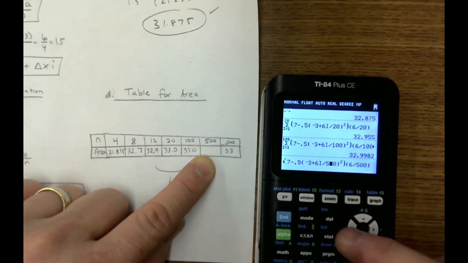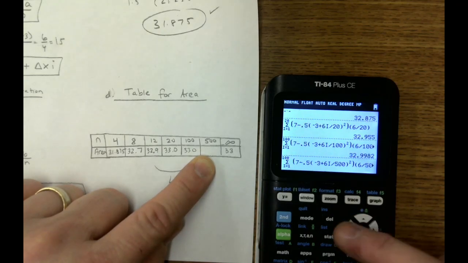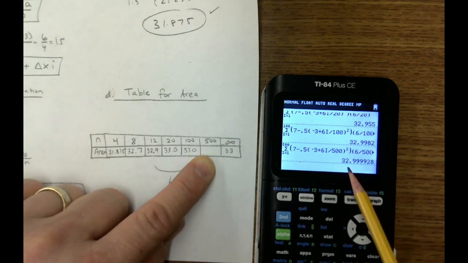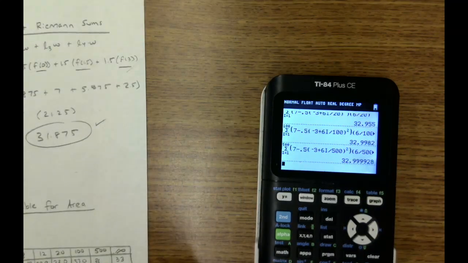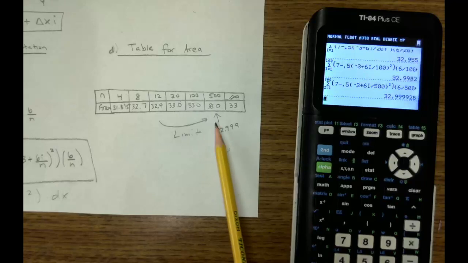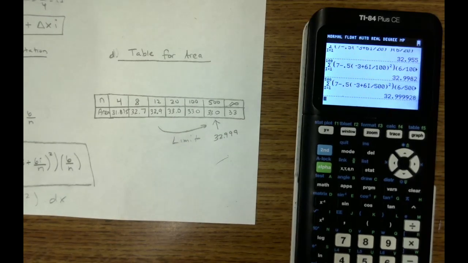Now there's a mathematical way to do this. That is an extreme amount of work. Thankfully we have a calculator that will do it for us. 500 rectangles, 32.999, 33. So see what's happening? Actually, maybe I should just write this, 32.999. Look how close we are getting to 33. We're getting closer and closer and closer to 33. And that's the goal on there.